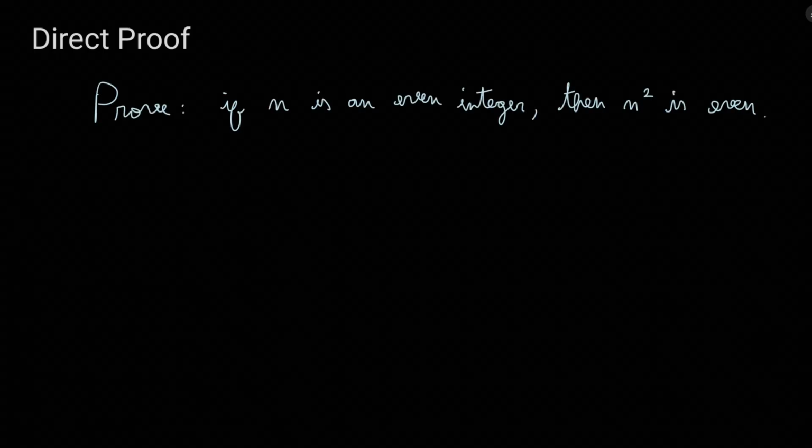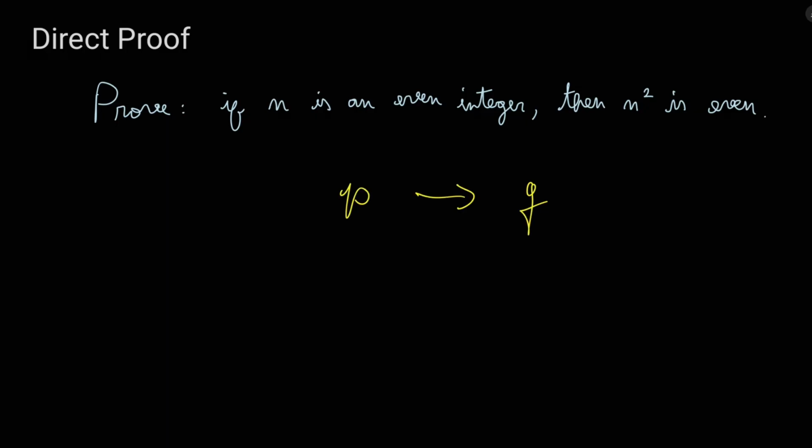Let's see a couple of examples. First one, we must prove that if n is an even integer, then n squared is also even. So the first thing we should do is try to recognize the type of proposition that is being given to us. Is this an implication? So do we have a P implies Q here, if P then Q?